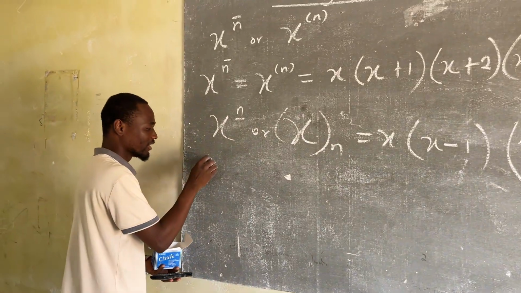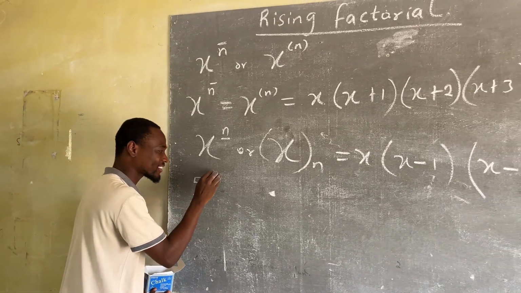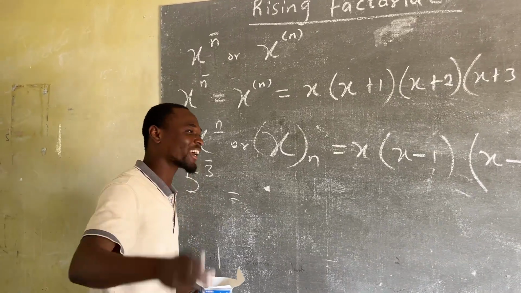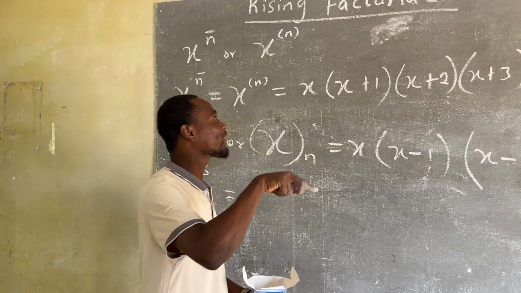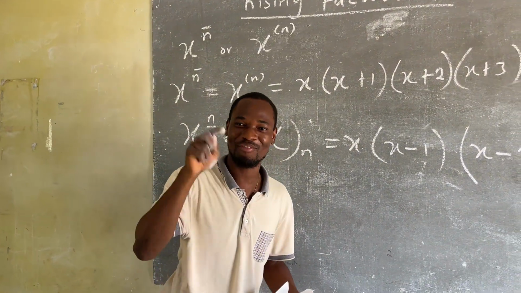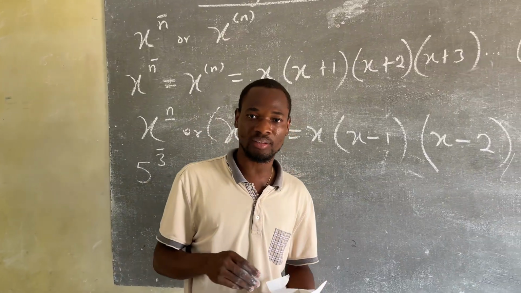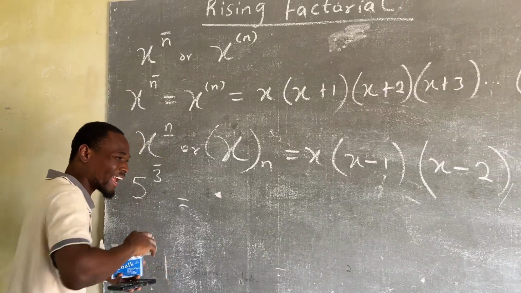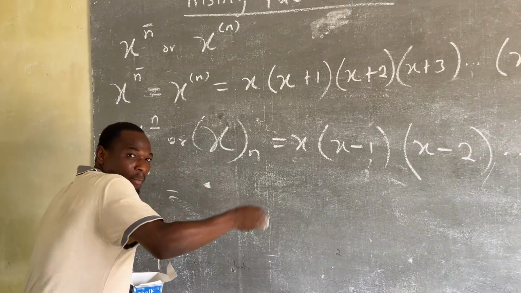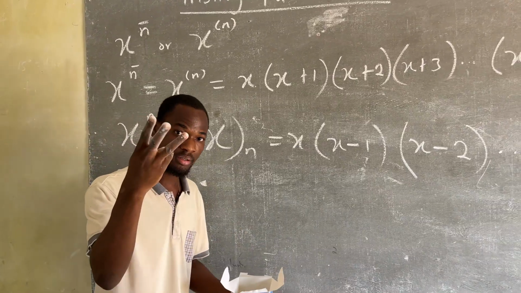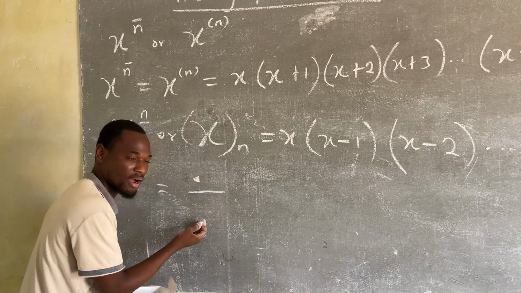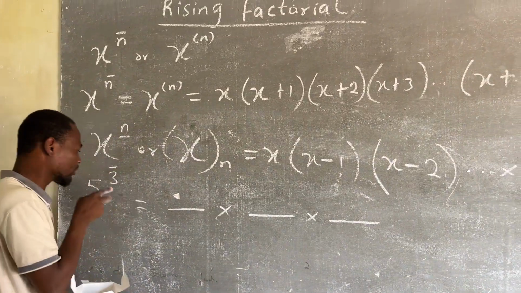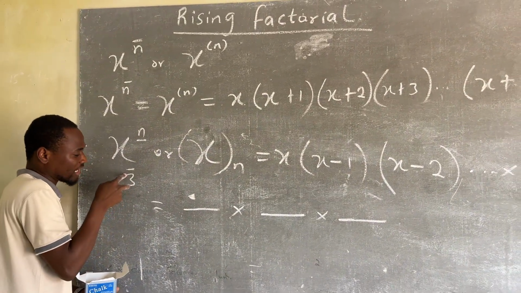So evaluate the following. Okay, so I have 5 rise 3. Remember, I gave you a certain hint, right? If you are new here, can you visit my previous lecture videos on the falling or the descending factorials. You are going to appreciate the concept over here. Now, what do we have here? 3. So that means at the end, if I count the numbers, I should get 3 numbers there. So I'll be having my first number times my second number times my third number.